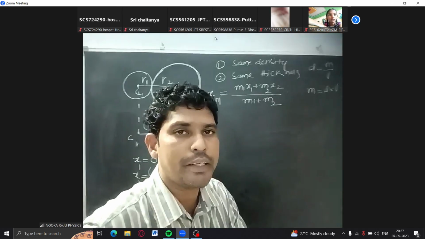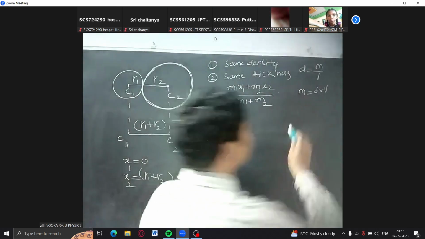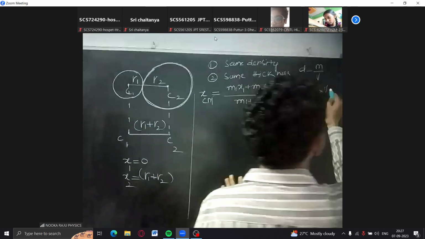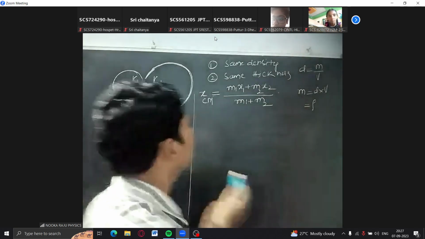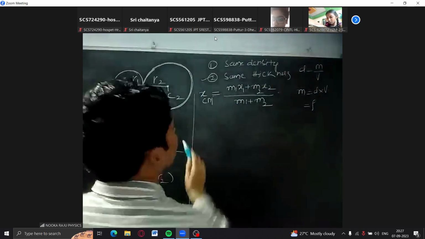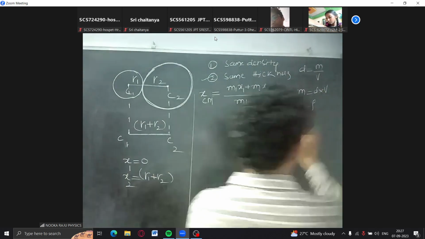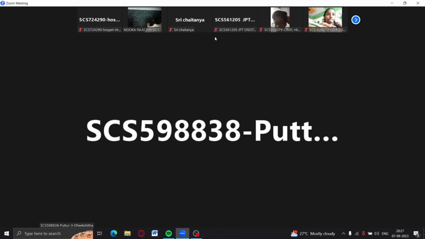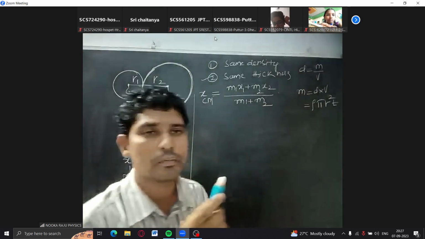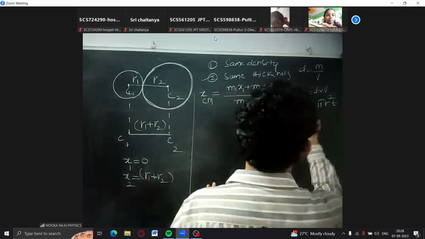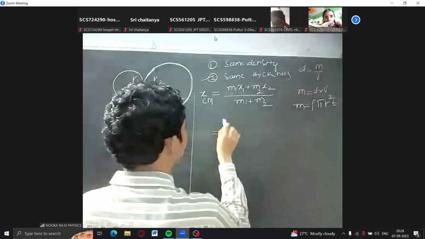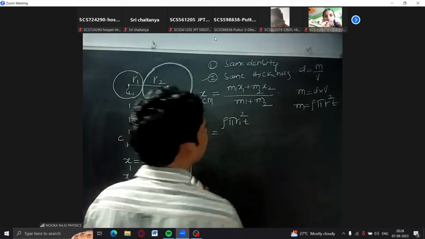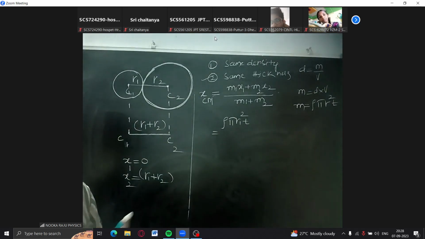Now here we can write density as rho. Volume is nothing but area into thickness, because these two bodies have the same thickness. So I consider the area, pi r square, into thickness. This is very important. Substitute the value instead of m: m equals rho into pi into R1 square T.